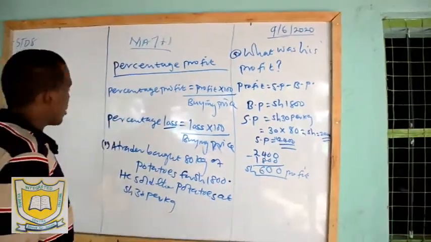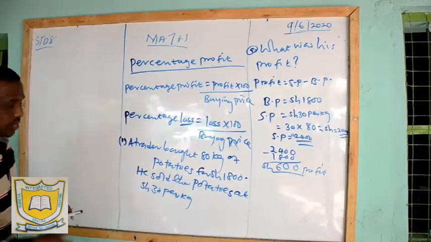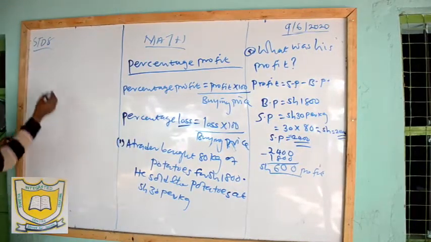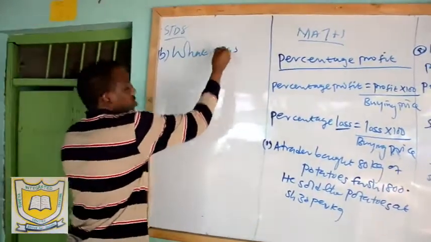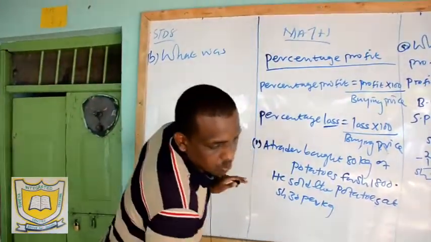That was question A. We go to question B now. You are told, what was his percentage profit?